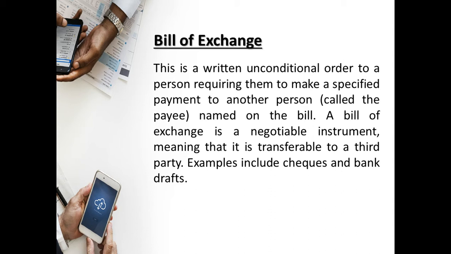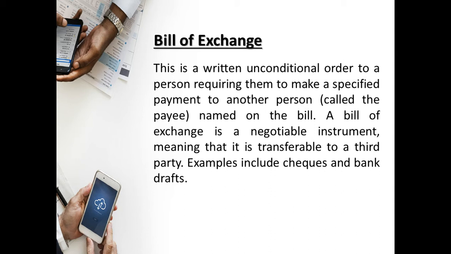That's how it looks as well. It is a written unconditional order to a person requiring them to make a specific payment to another person, just like your checkbook operates. Remember, your checkbook is moved from the first party to the second party to the third party. So your bill of exchange also operates like that. It is signed and ordered by an individual to make payment to another person, called the payee.